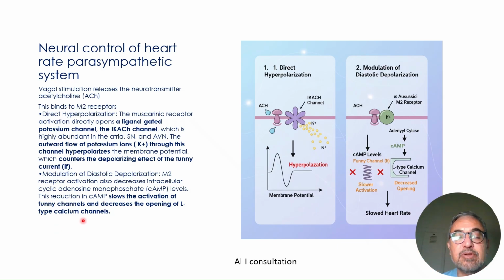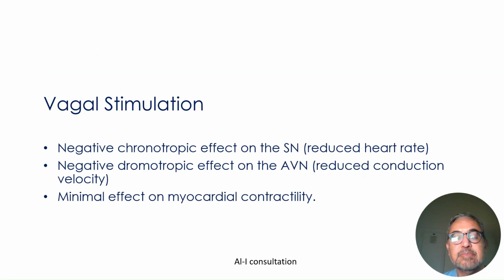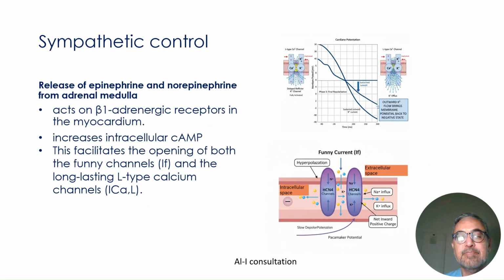Modulation of diastolic depolarization: M2 receptor activation also decreases intracellular cyclic AMP, and this reduction slows the activation of funny channels and decreases the opening of L-type calcium channels. Vagal stimulation, therefore, has a negative chronotropic effect and a negative dromotropic effect, that is, reduced conduction velocity through the AV node. It has a minimal effect on myocardial contractility.